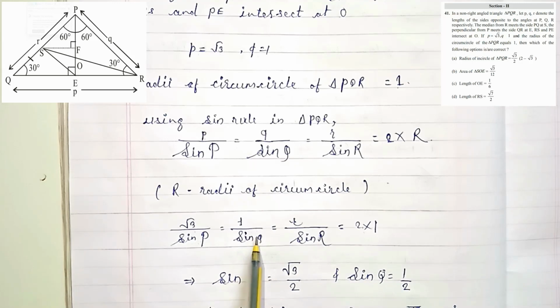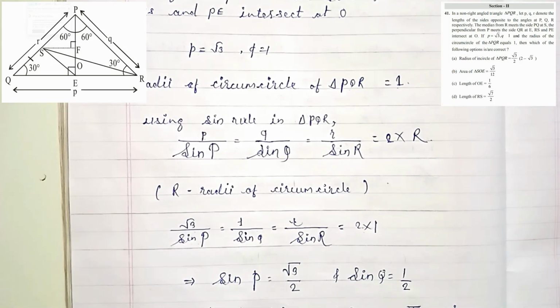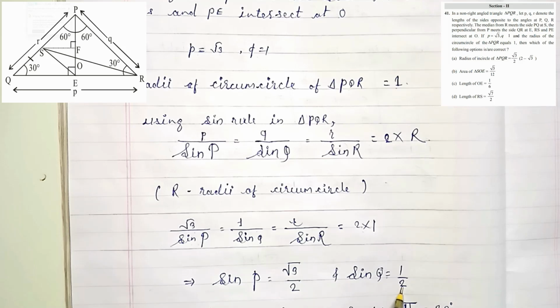So similarly, it is easier to find out the value for Q. Sine Q is equal to 1 by 2, since 1 upon sine Q is equal to 2. Now, what is the value possible for P? Then we will get √3 by 2. And what is the value possible for Q? Then we will get the value 1 by 2.